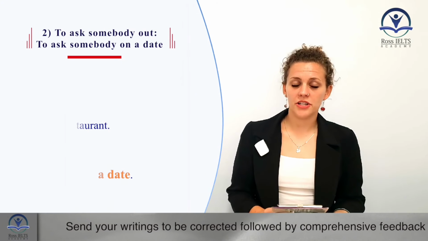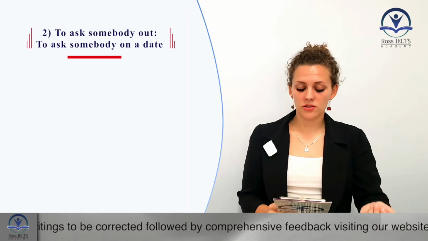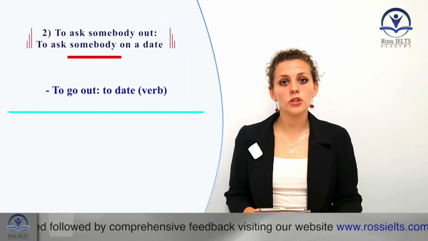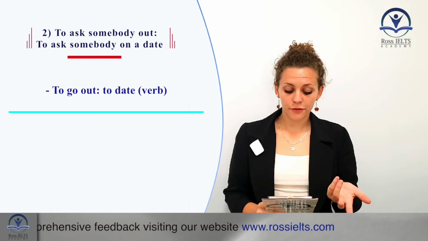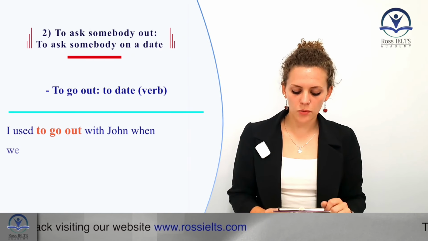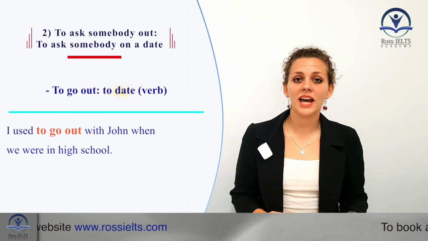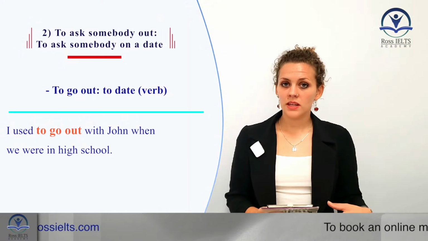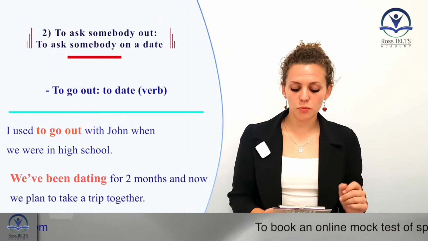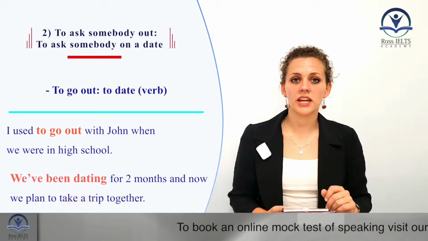Now, there are other alternatives for this. You can also say to go out or to date. For example, I used to go out with John when we were in high school. Or, we've been dating for 2 months and now we plan to take a trip together.